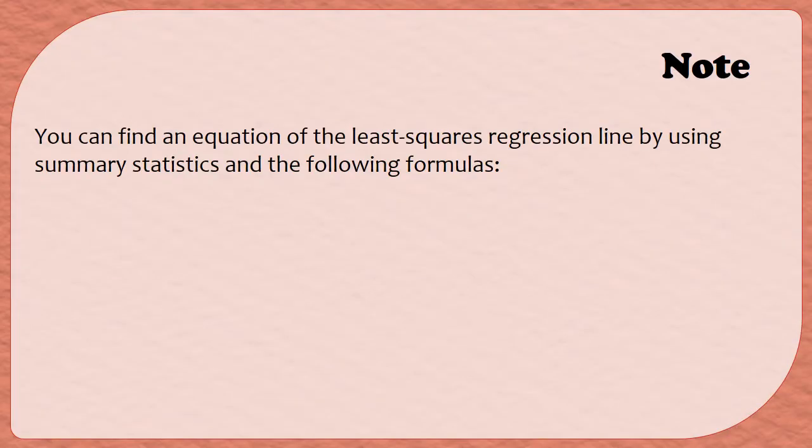You can find an equation of the least squares regression line by using summary statistics and the following formulas. M, or the slope, is equal to R times SY over SX, and C, or the Y-intercept, is equal to Y bar minus M times X bar. In other words, if you know the sample mean for your X values and your Y values, as well as the sample standard deviation for your X values and Y values, as well as your correlation coefficient R, you can use that information to figure out the slope and the Y-intercept for your least squares regression line.